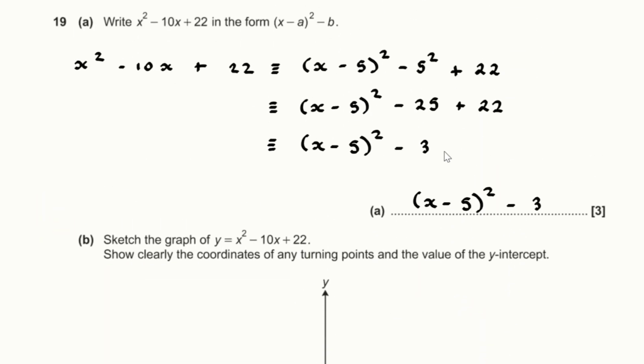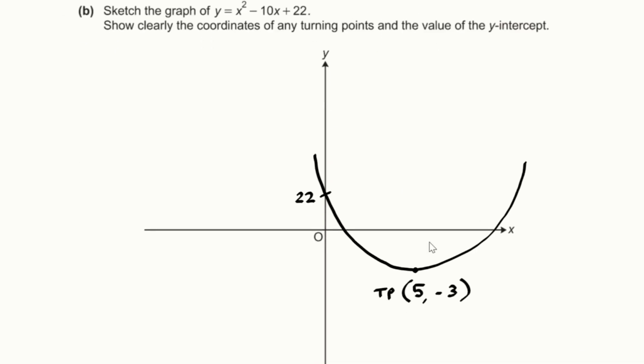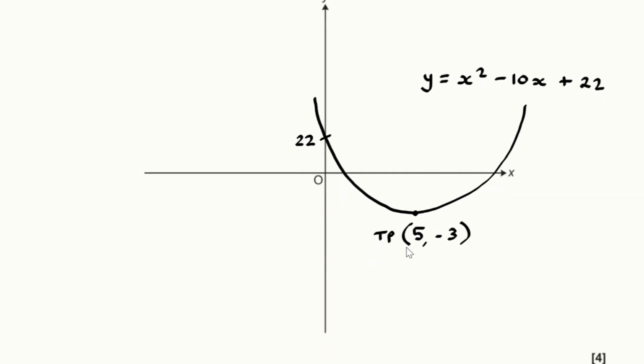So we've used transformations to sketch the graph of y equals x squared minus 10x plus 22 shown here. The turning point must be in the fourth quadrant.